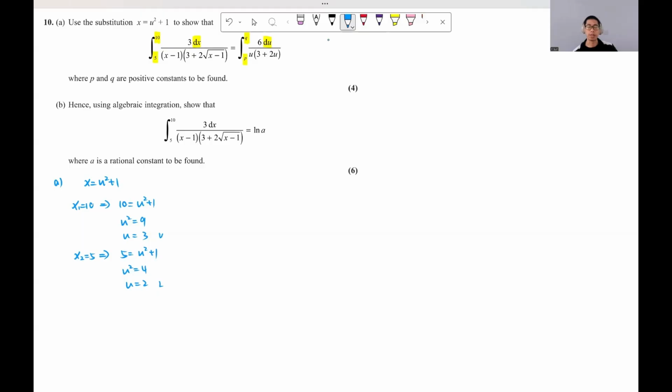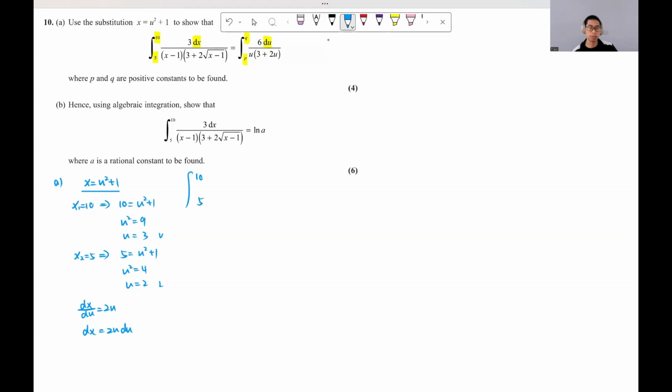And then we need to find what dx is. So differentiate the substitution, x equal to u squared plus 1. So dx over du is just equal to 2u. So that means dx equal to 2u du. So now I will change everything in terms of u step by step.